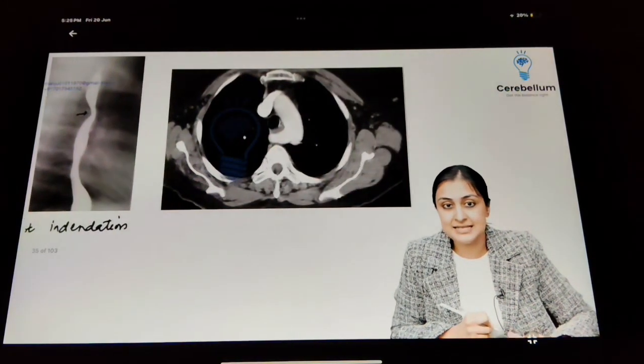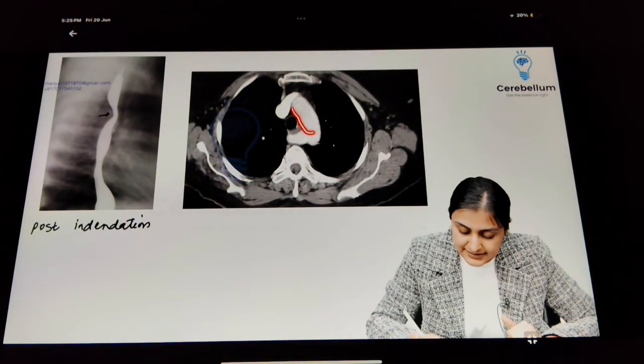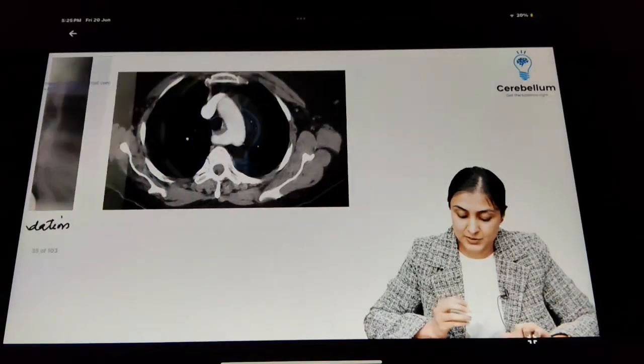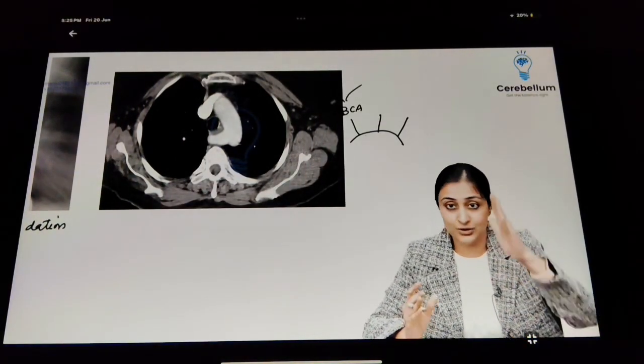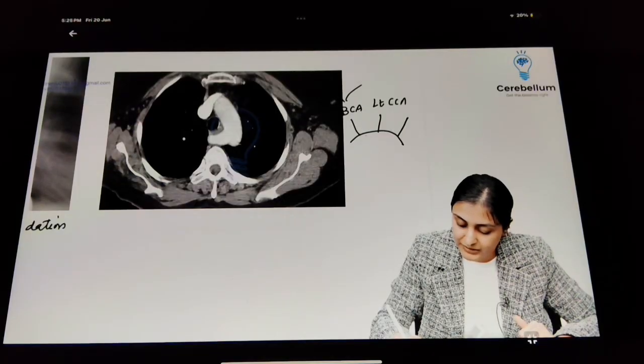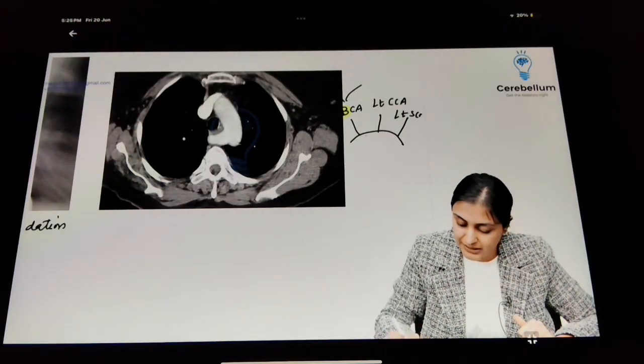You do the CT and see what we find. We find that this is the arch of aorta. Normally, the arch has three main vessels. What are the three vessels of the arch? From right to left, we have three arteries: brachiocephalic artery, which further divides into right common carotid and right subclavian. We have the left common carotid and the left subclavian.